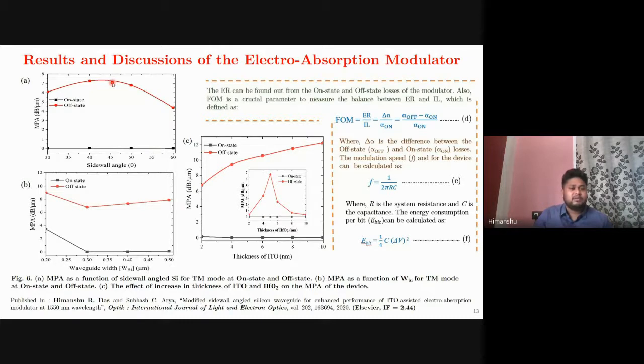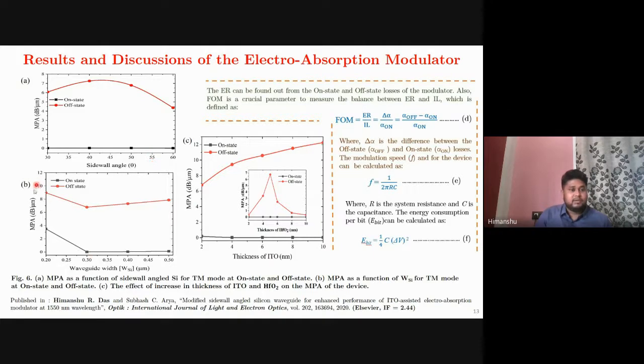However, we have chosen the sidewall angle of 51.34 degree for our device. This is because we want to maintain a good relation between the ER and FOM, and moreover, since we are optimizing our device, we want the same value for all the device structure. Therefore, we choose 51.34 degree as the sidewall angle for our device.